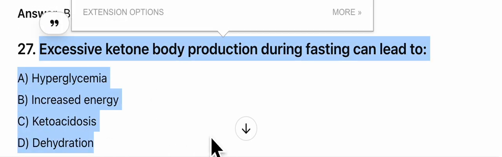Excessive ketone body production during fasting can lead to A. Hyperglycemia. B. Increased energy. C. Ketoacidosis. D. Dehydration.